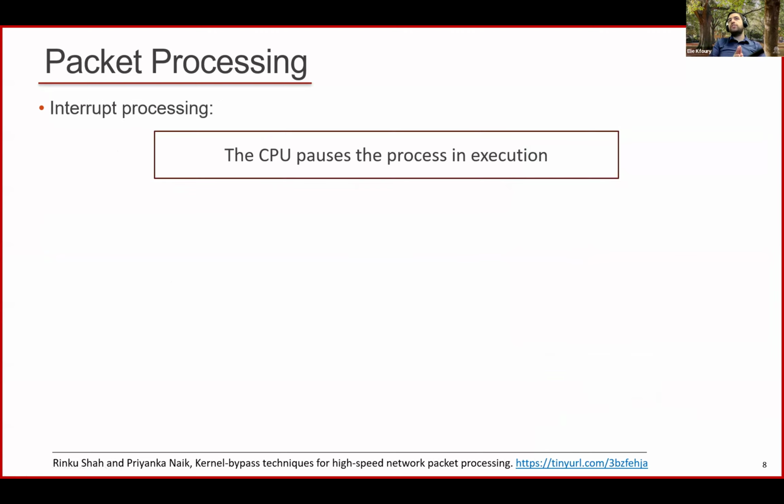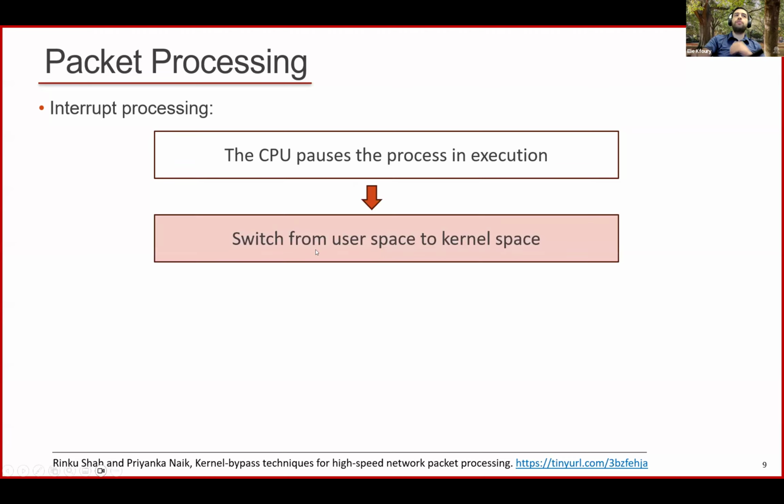When this interrupt happens, the CPU that is busy running some process in the user space is going to be paused. Then we're going to switch from the user space to the kernel space. So we will do here a context switch. And this operation is costly, so it takes some time to perform.